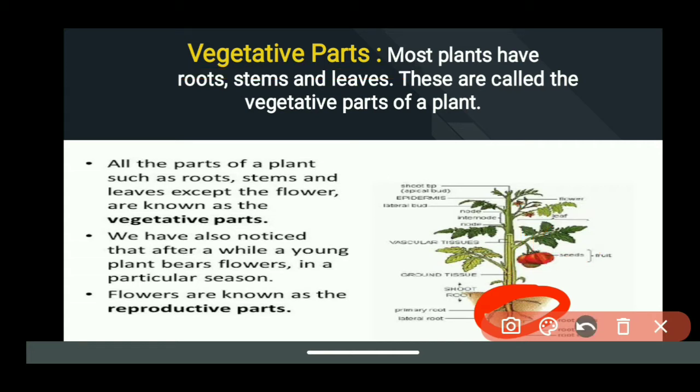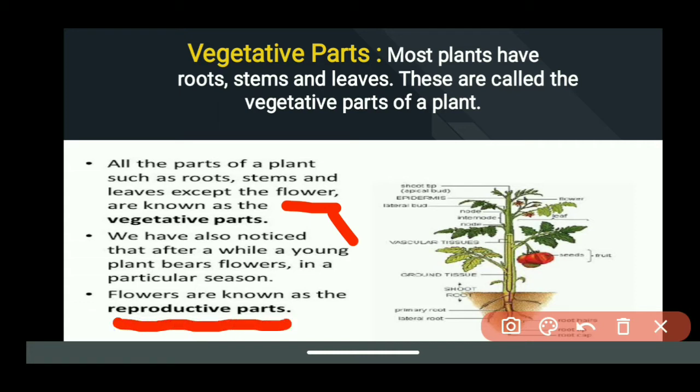All the parts of plants, such as roots, stems and leaves, except the flower, are known as the vegetative parts. Listen carefully: the flower is not considered a vegetative part. Instead, the flower is considered the reproductive part, which we will learn about later with pollination in plants.